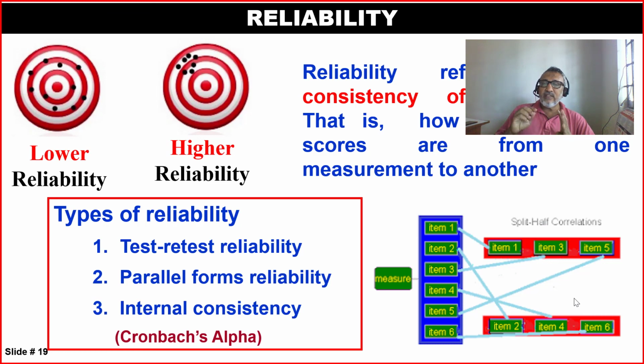Now these days, we use computers every time. Because computers are used, it is easy to find internal consistency. Different parameters are used. One is what is known as Cronbach's alpha. This is the most popular measure of internal consistency.